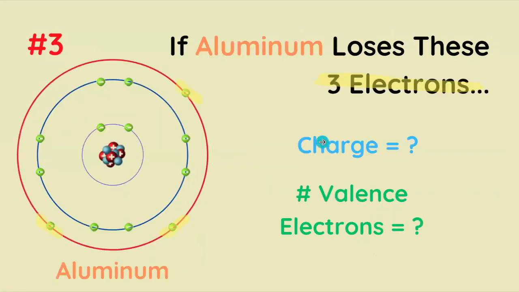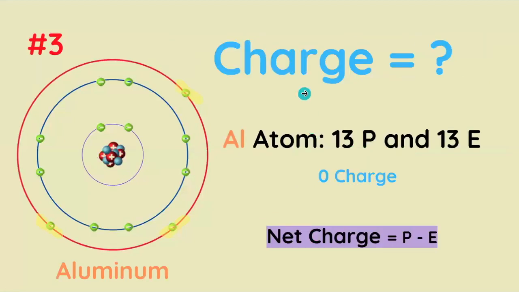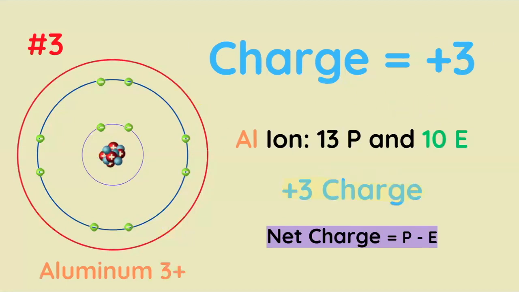If an atom of aluminum loses 3 outermost electrons, what's the resulting charge? And what's the number of valence electrons left over? Let's focus on charge first. Charge, or net charge, is the number of protons minus the number of electrons. And a neutral atom of aluminum has 13 protons and 13 electrons, so it will be neutral in charge. So if we lose 3 electrons, then we'll acquire a positive 3 charge.